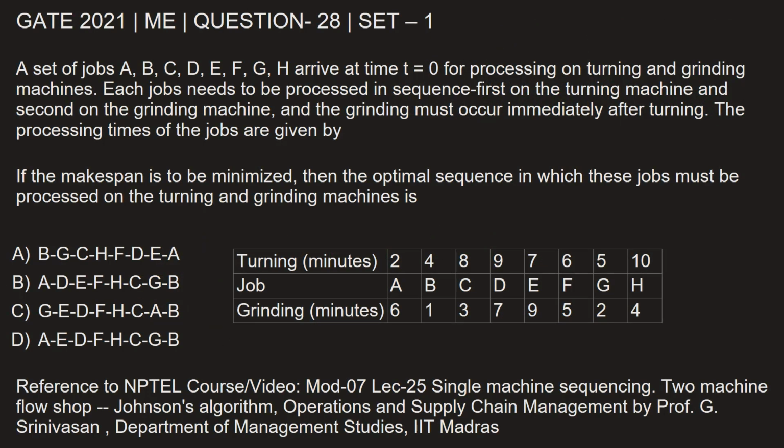So A, E, D, F, H, C, G, B is given in option D. Option D is the correct one.